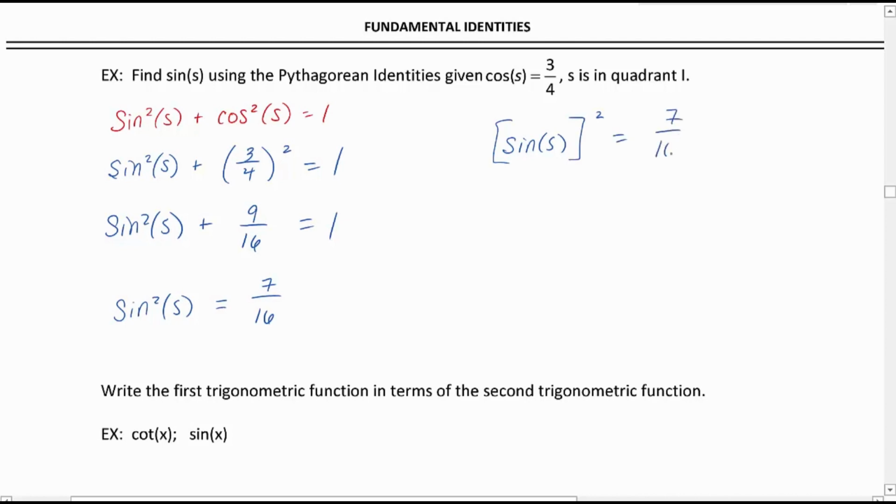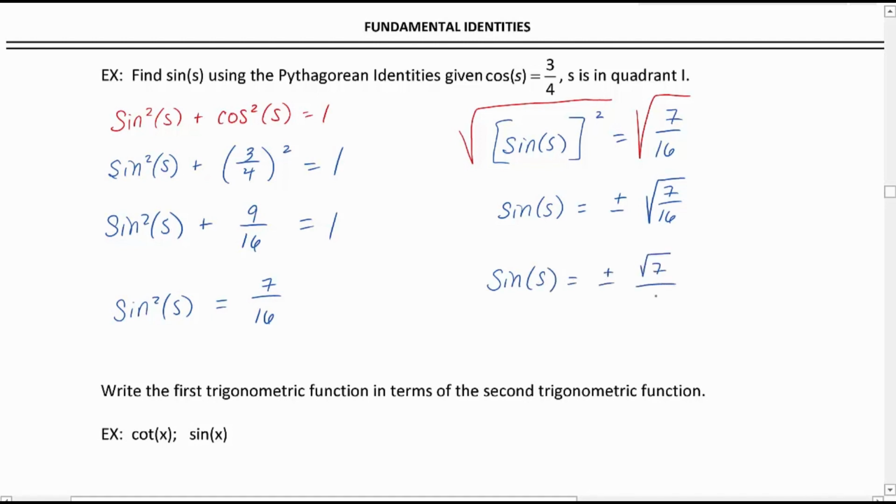equals 7/16. Now we can apply our square root property and take the square root of both sides. On the left, the square and the square root cancel out, leaving us with just sine of s. But on the right, since we did square root property, we're going to get plus or minus the square root of 7/16. The square root of 7/16 simplifies down to the square root of 7 over 4.